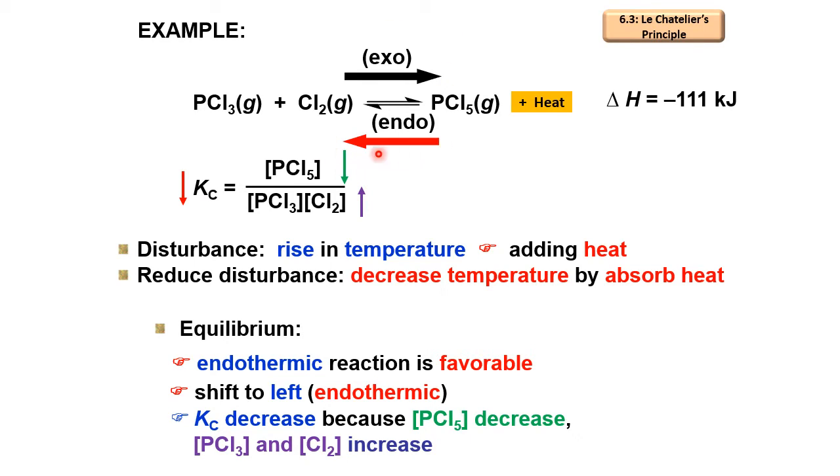Now the endothermic reaction is favorable, meaning the equilibrium position will shift to the left. When shifted to the left, the concentration of PCl3 and Cl2 increases, and the concentration of PCl5 decreases. So the Kc value decreases.